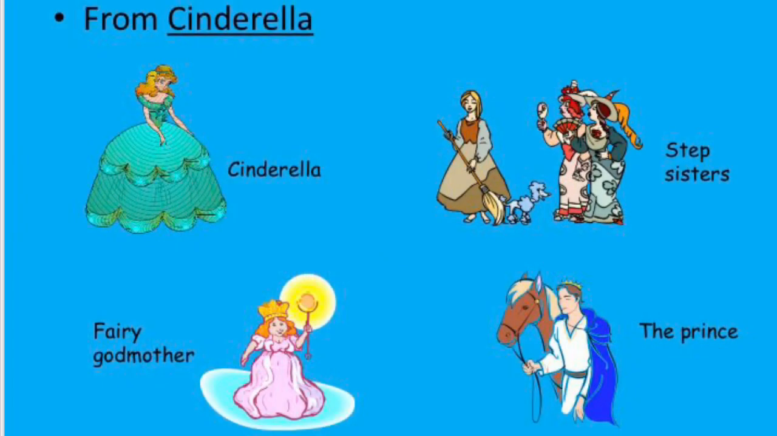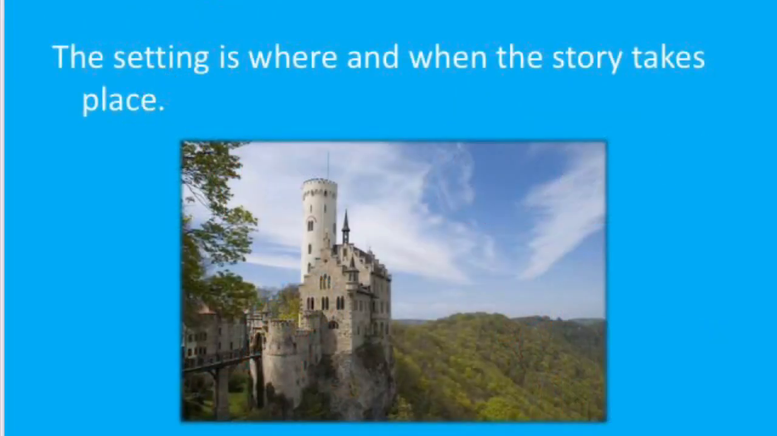Okay, so examples of characters. Here's some from the story Cinderella. We have our main characters: Cinderella, the fairy godmother, the stepsisters, the prince, right? If you've seen this, there are little mice that help her out, and those are an example of an animal that's a character in this story. So these are all the different characters from Cinderella. Easy enough.